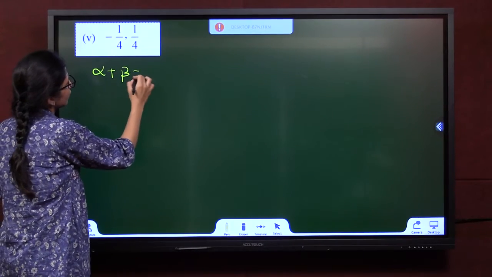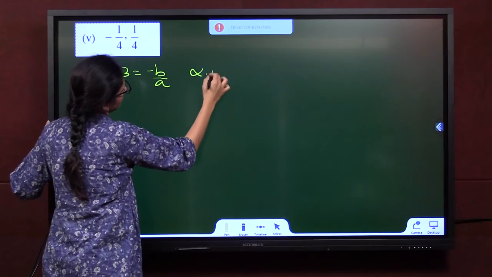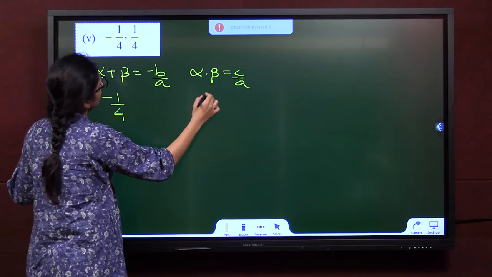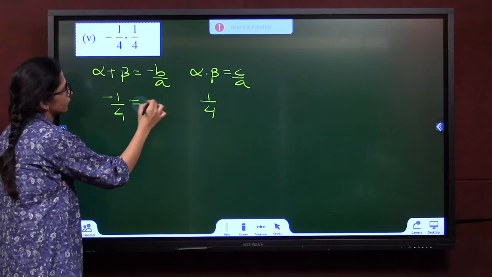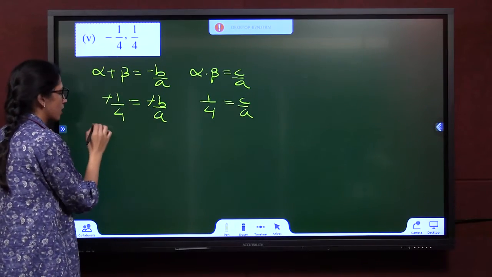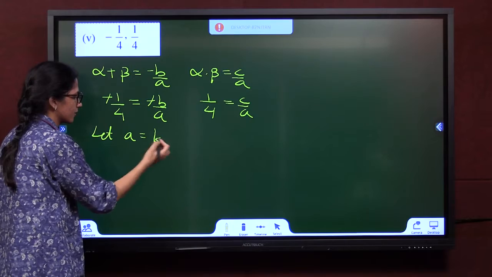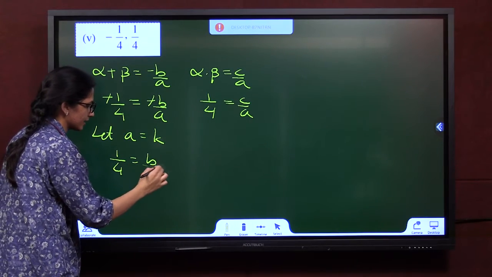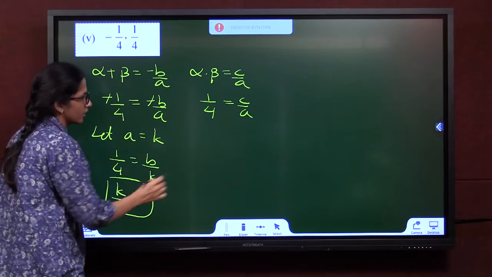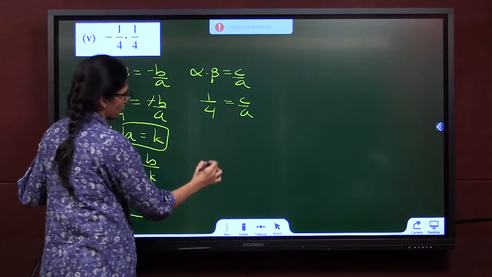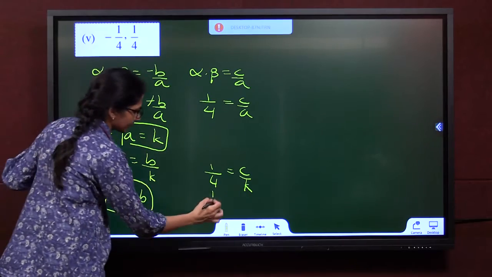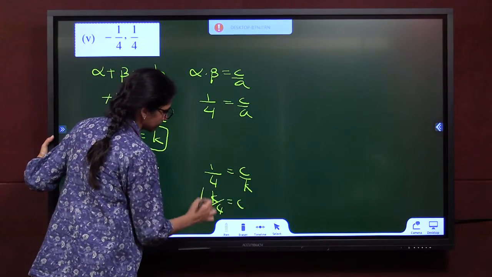Next question. Alpha plus beta we know is minus b by a. Alpha into beta is c by a. They've given alpha plus beta as minus 1 by 4. They've given alpha into beta as 1 by 4. This is equal to minus b by a. This is equal to c by a. Minus minus cancels. Let a be equal to k. 1 by 4 is equal to b by k. Send the k up. K by 4 is equal to b. Here we have a equals k. Now here 1 by 4 is equal to c by k. Send the k up. K by 4 is equal to c.